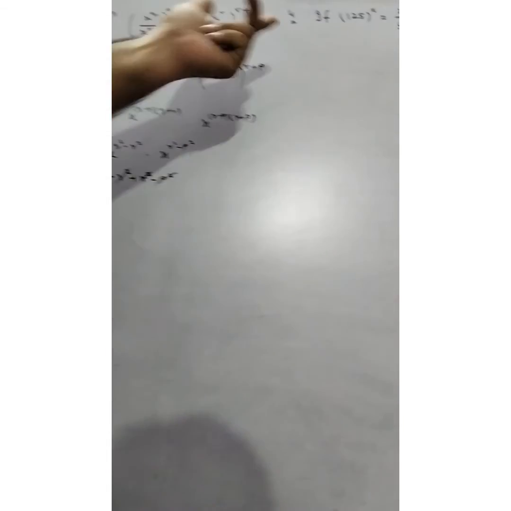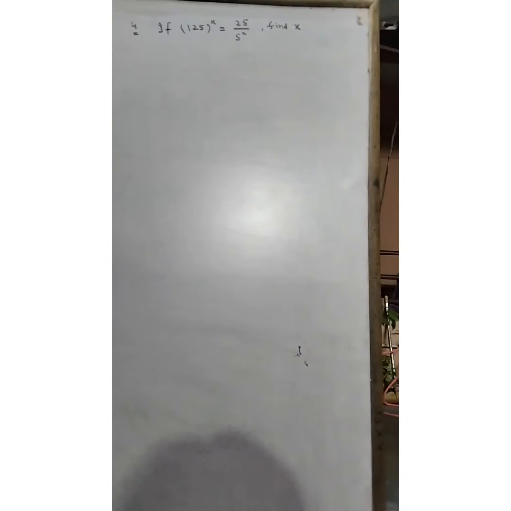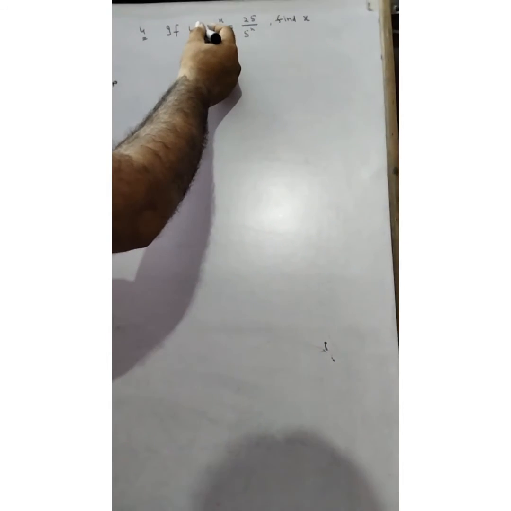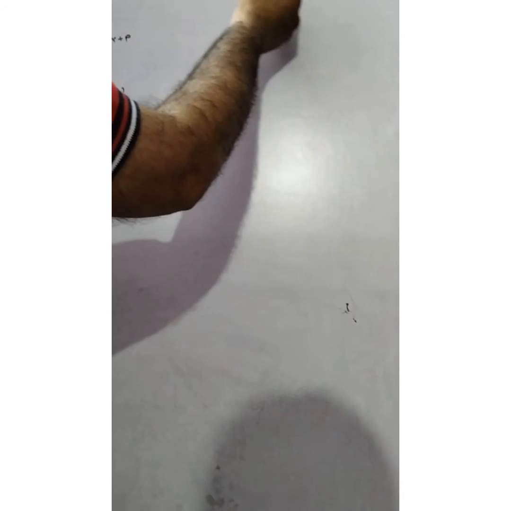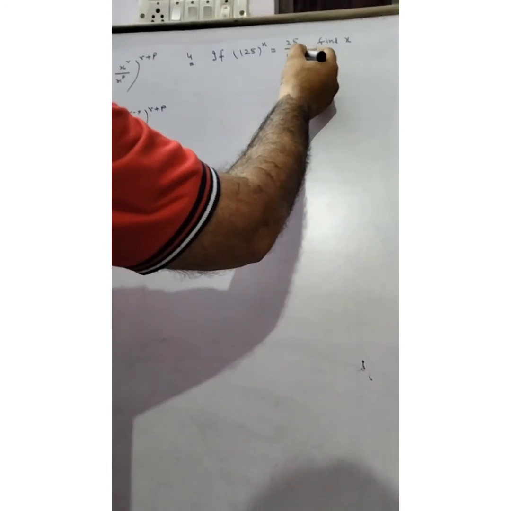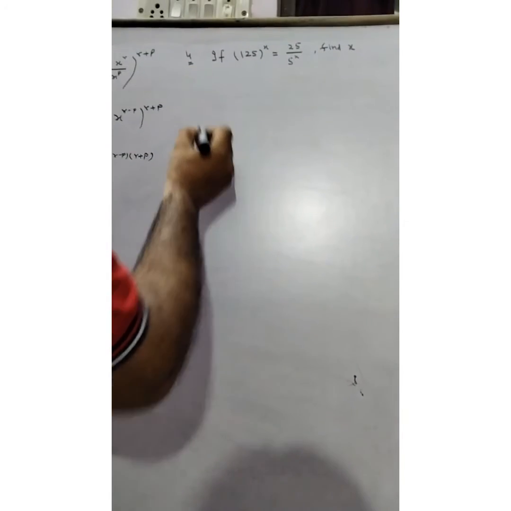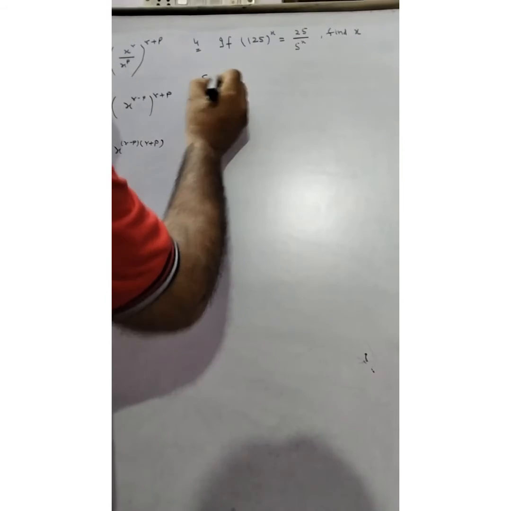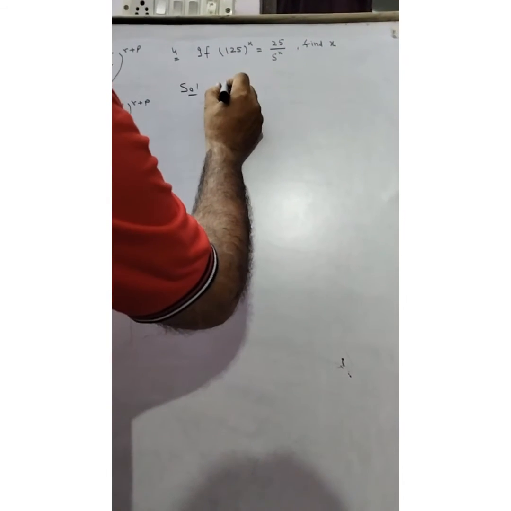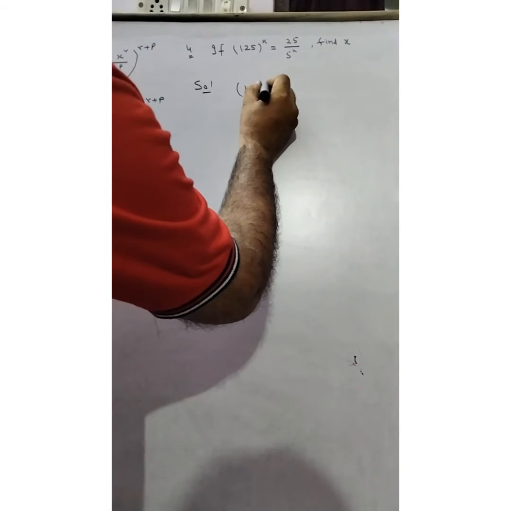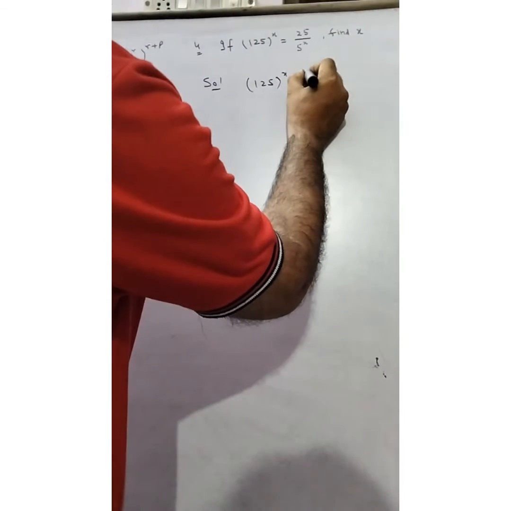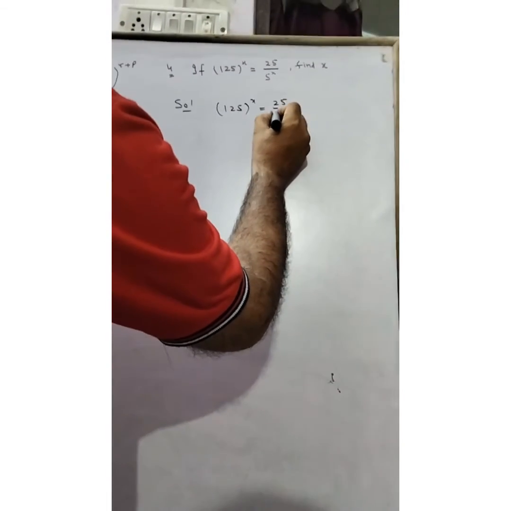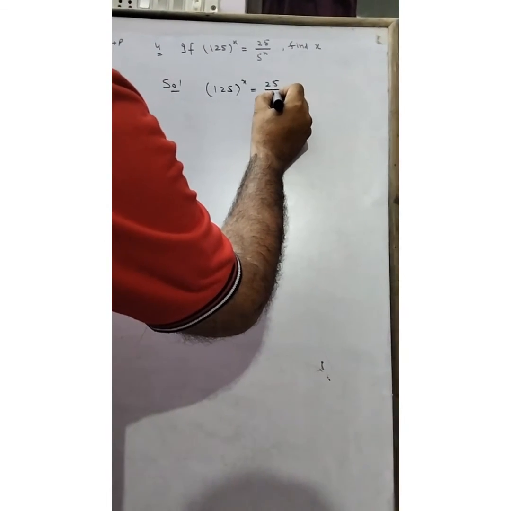Now move to another question. Question number 4. If 125 raised to the power x is equal to 25 upon 5 raised to the power x, find the value of x. First of all, we have 125 raised to the power x is equal to 25 upon 5 raised to the power x.